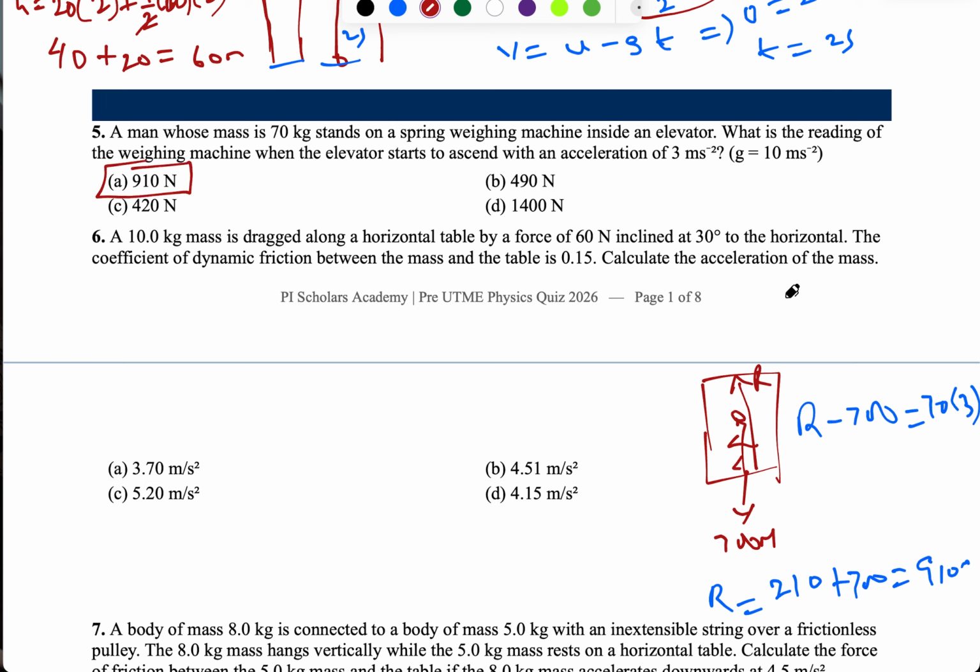Now, if it was going down, that would have been 700 minus R equals 70 times 3, because going down, that means that the downward force will be the positive force. Let's go to question number 6.